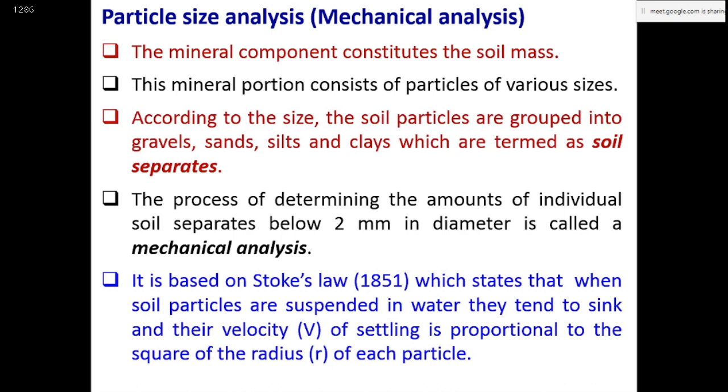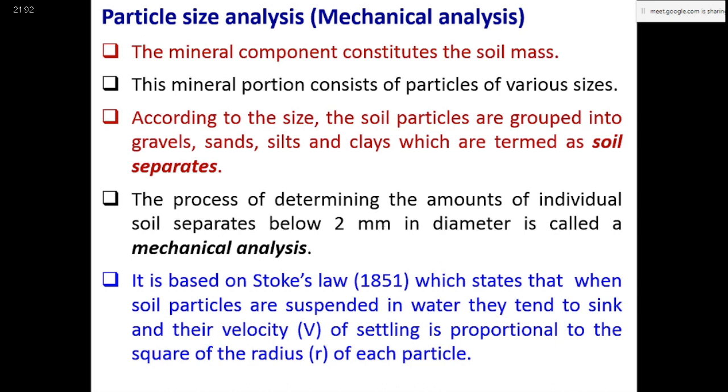So we all know these are soil separates. We use these different soil separates like gravel, sand, silt, and clay. We have to separate out all these particles, and then we can calculate how much of each particle is there, and on the basis of that we can say which type of soil it is. The process of determining the amount of the individual soil separates below 2 mm in diameter is called mechanical analysis.